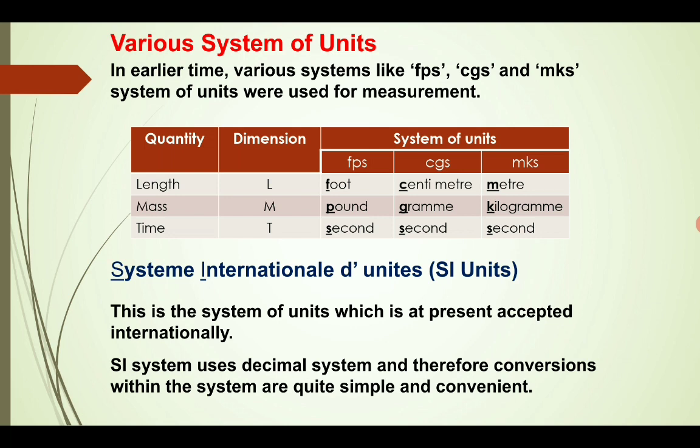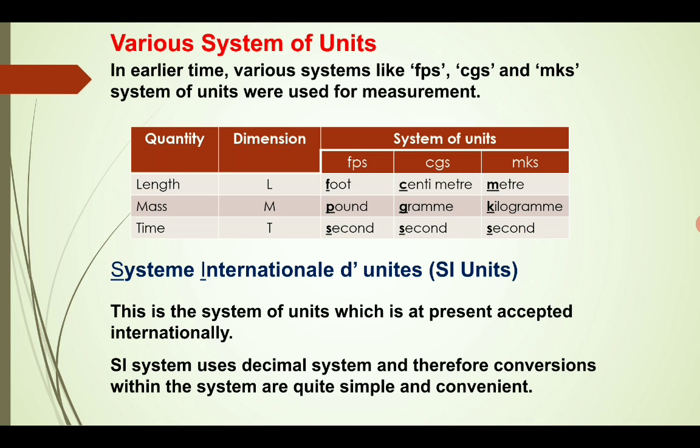Like 1 meter has 100 centimeters, so 1 meter is 10 raised to power 2 centimeters. Similarly, for mass, 1 kilogram has 1000 grams. So 1 gram is equal to 10 raised to power minus 3 kilogram, or 1 kilogram is equal to 10 raised to power 3 gram. So the base is 10, that is, decimal.